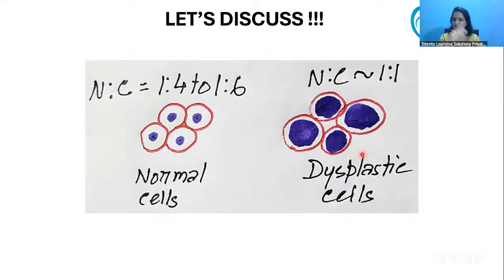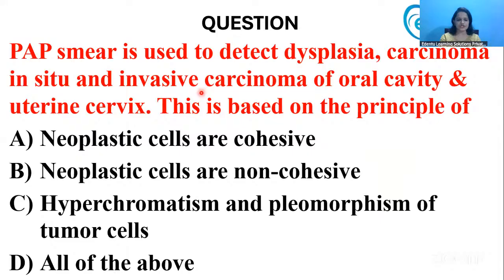Okay, so the option decreased nucleocytoplasmic ratio is the wrong one, because what is happening in dysplasia is an increased nuclear cytoplasmic ratio. The nuclear cytoplasmic ratio can go somewhere like a 1:1 ratio. Now, next question. Pap smear is used to detect dysplasia, carcinoma in situ, and invasive carcinoma of the oral cavity and uterine cervix.